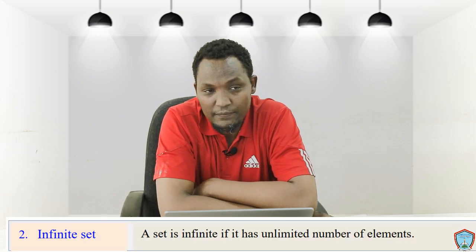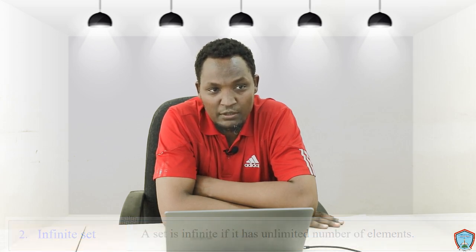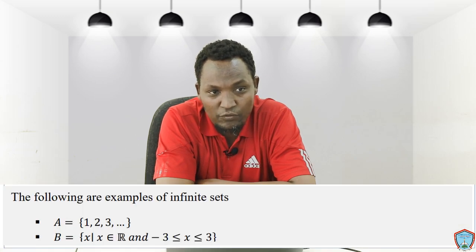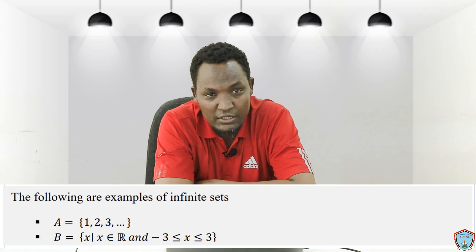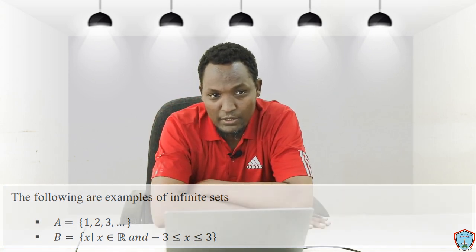The second type is an infinite set. An infinite set contains an unlimited number of elements and therefore cannot be completely counted. Examples include the set of natural numbers, the set of integers, and the set of real numbers. No matter how many elements we count, there will always be additional elements remaining in the set.